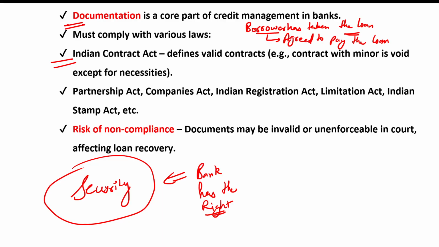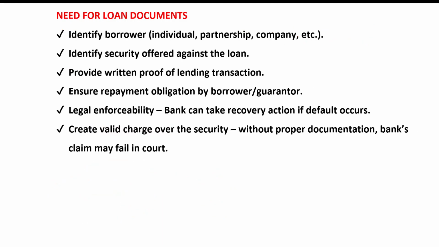For example, if a bank signs a loan agreement with a minor for buying a car, it is void ab initio, meaning void from the very beginning under the Indian Contract Act, unless it is for basic necessities. So, the bank will not be able to recover the loan given for purchasing a vehicle unless it is a necessity, of course. So, what are the needs for loan documents?